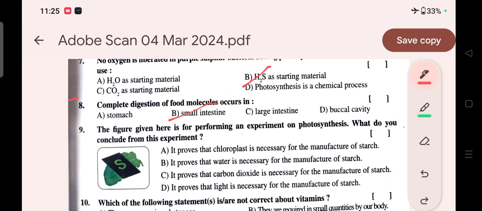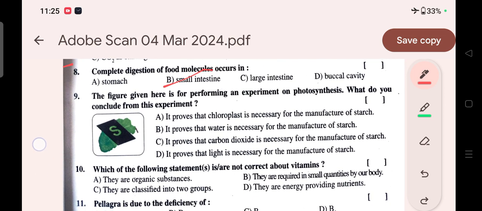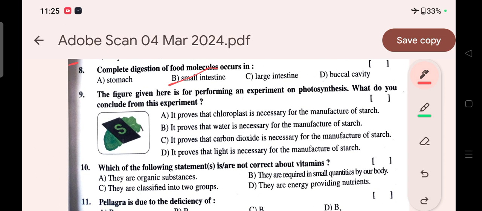The figure given here is for performing an experiment of photosynthesis. What do you conclude from this experiment? This is the light experiment. Sunlight, paper, paper clip. It proves that light is necessary. Option D is the correct answer.